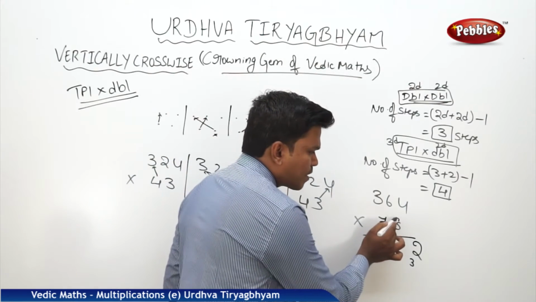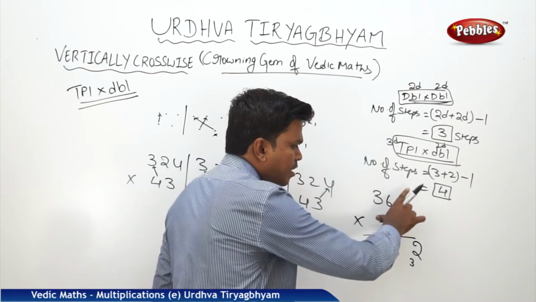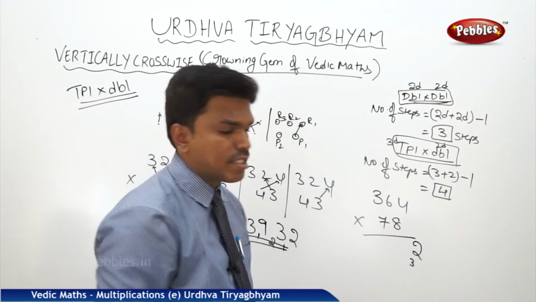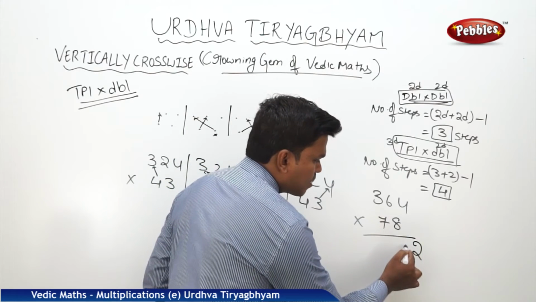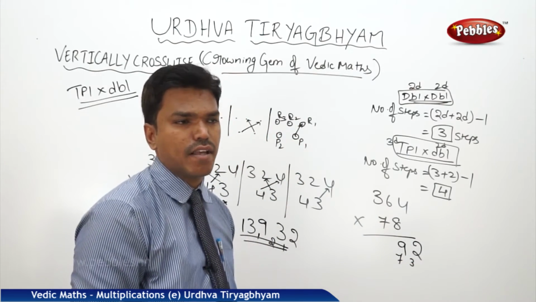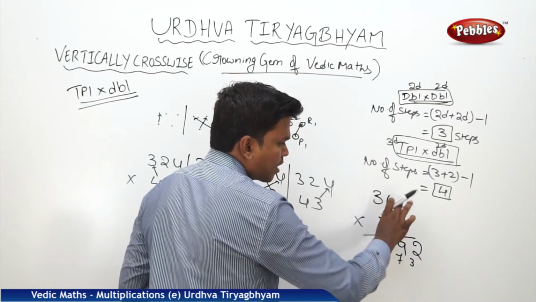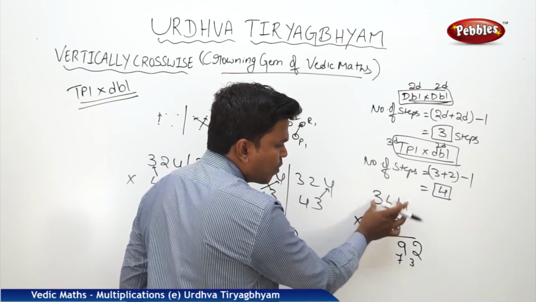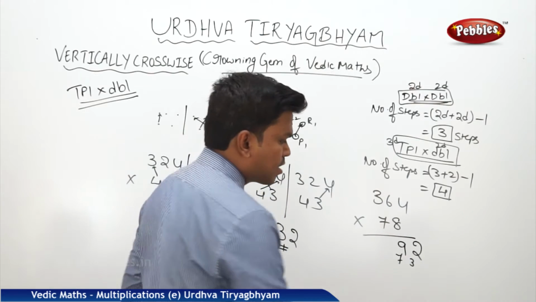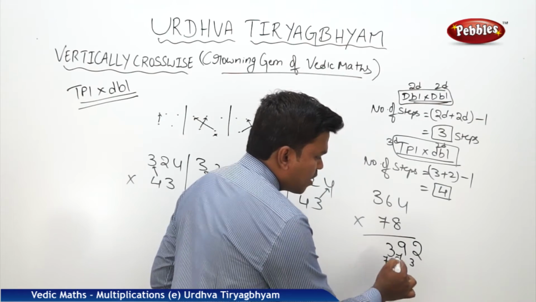Second step. First goes to second and second goes to first. So 6 8s are 48, 7 4s are 28. 48 plus 28, 76. 76 plus 3, 79. So drop 9, carry 7. What is the third step? First goes to third, second goes to second. So 3 8s are 24, 6 7s are 42. 24 plus 42, 66. 66 plus 7, 73. So drop 3, carry 7.